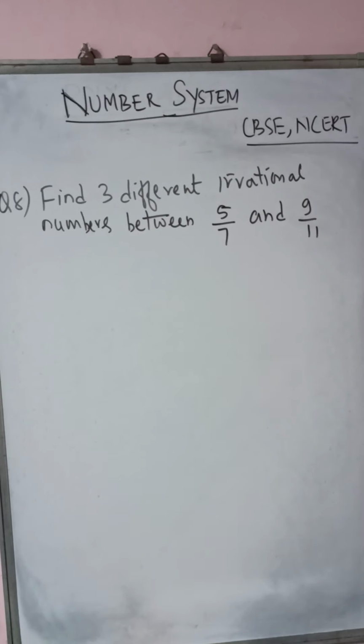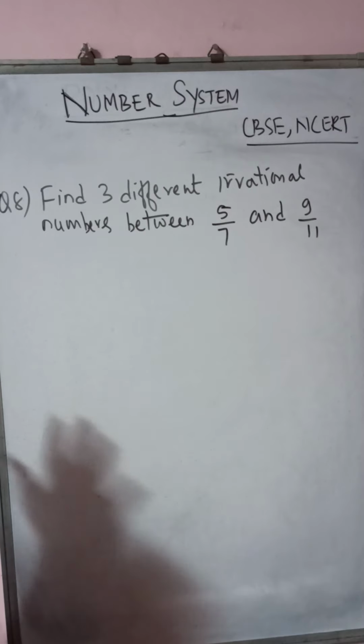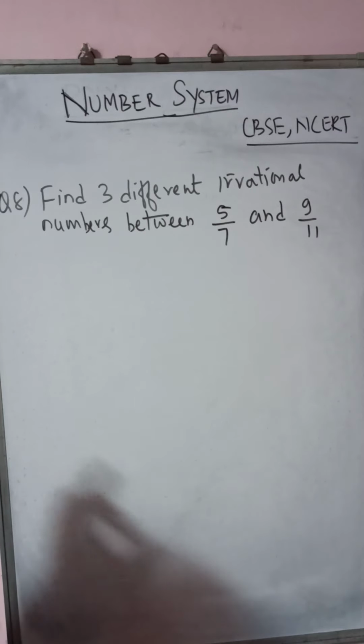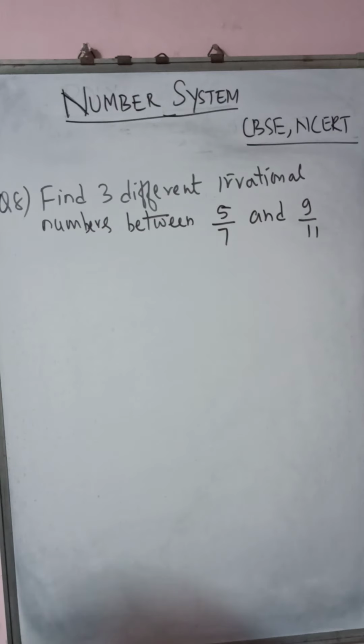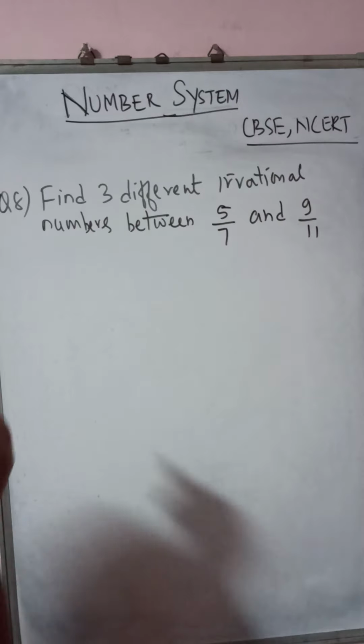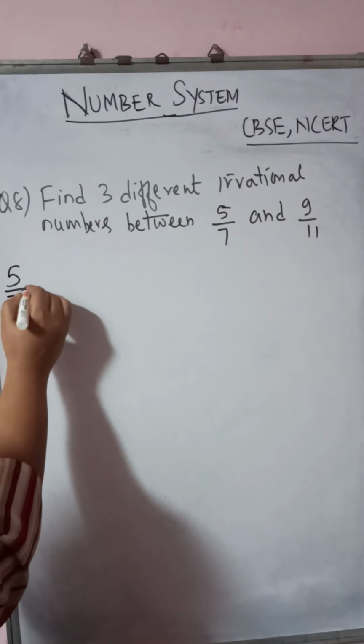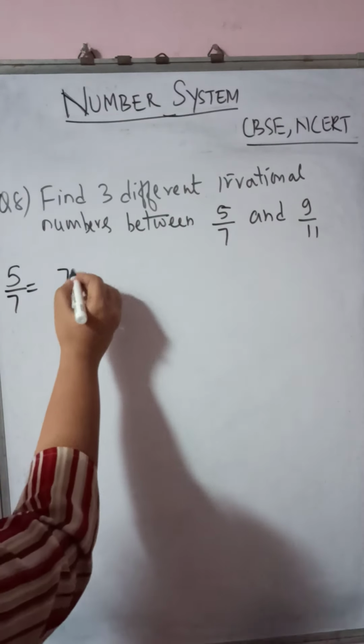Question number 8. Find 3 different irrational numbers between 5 by 7 and 9 by 11. Whenever in any question the numbers are given in p by q form, it means rational numbers are given. So you convert them into decimals and then find irrational numbers. So 5 by 7 we have to convert into decimal form. For that you need to divide.